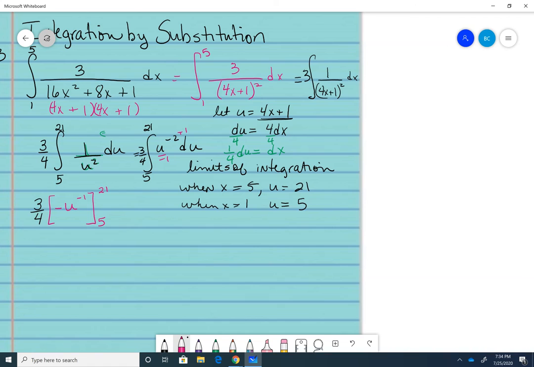Okay, so now this may be a little complicated. You may use a calculator. That may be the best and easiest way to do it, but you know me, I'm going to try to do it the long way. So this, remember, is negative 1 over u. Remember what that negative exponent means. So I have 3/4 times negative 1 over 21 minus the negative 1 over 5, which of course turns to plus.